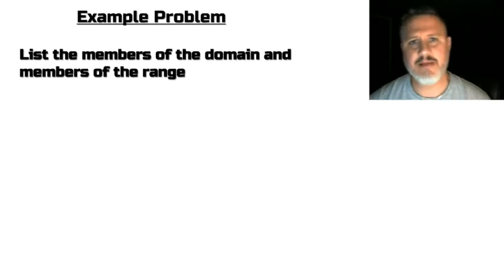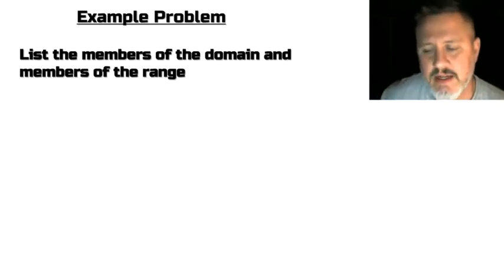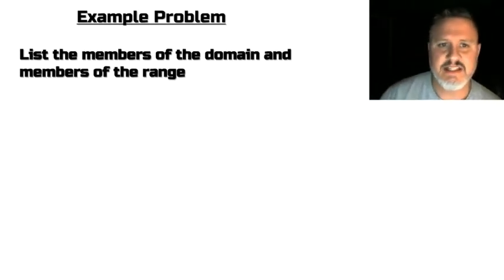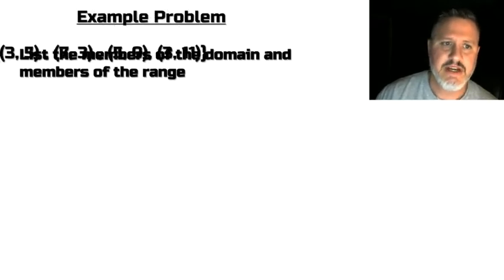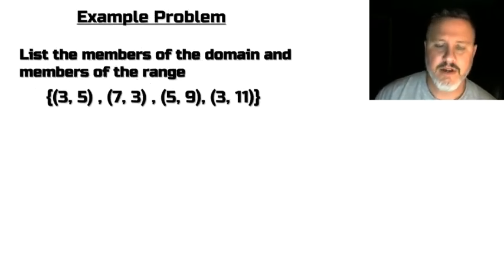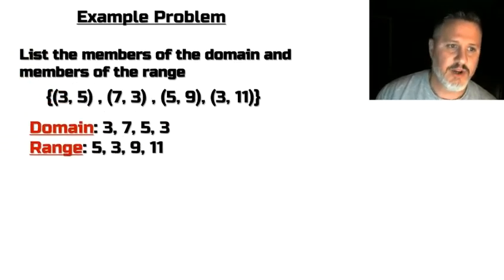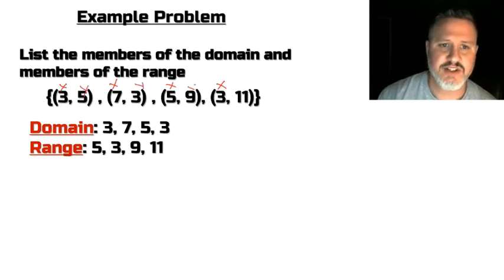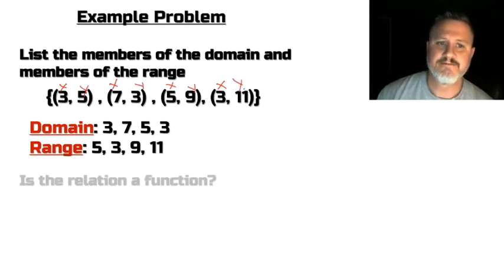All right, and here we go. Let's look at some example problems, maybe a problem that you might see in your work this week. It says list the members of the domain and members of the range, and they're going to give you a bunch of ordered pairs. So it's pretty easy. All you got to do is look at them and say, my domains are my x's, right? So every place where you see your x, this is a domain, this is a domain, this is a domain, this is a domain. And your ranges, this is your range, this is your range, this is your range, and this is your range. Okay?